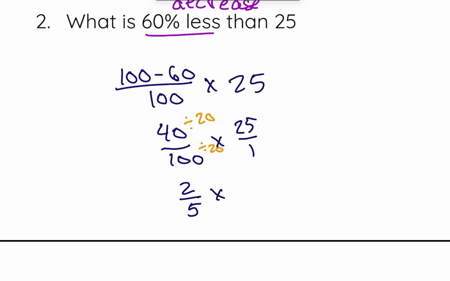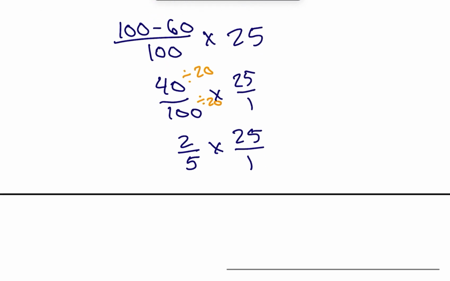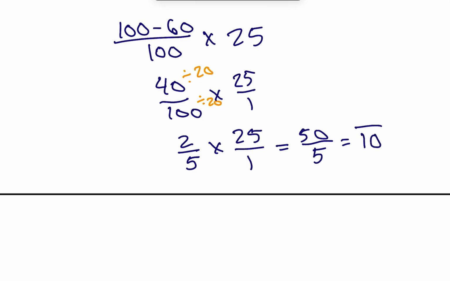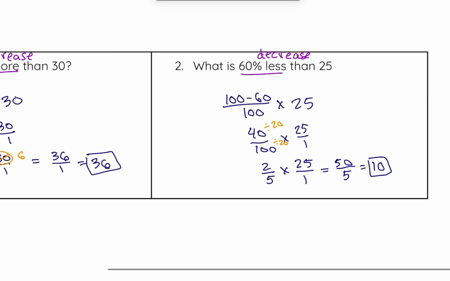And again, that's multiplied by 25 over 1. We could cross-simplify here if we wanted, but since the numbers are not super big, we might as well just go ahead and multiply. So 2 times 25 is 50, 5 times 1 is 5, and 50 divided by 5 is 10. So what does this mean? It means that 60% less than 25 is 10.